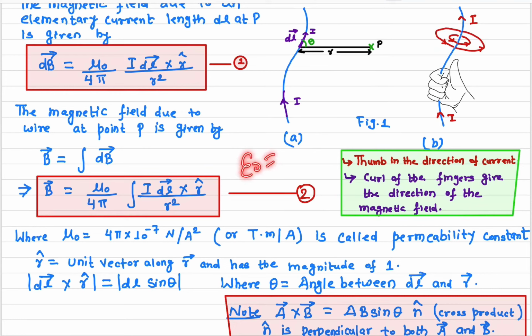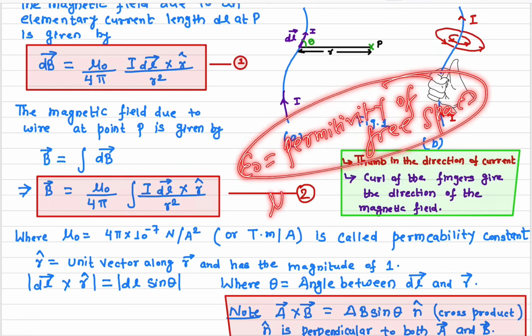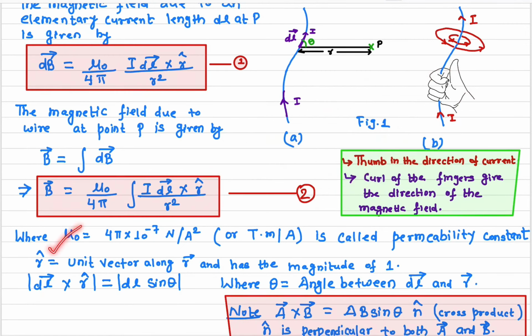You also have studied, or I already have talked about, epsilon naught. That epsilon naught is the permittivity of free space. It's exactly the same thing here. When you talk about the electric field, we talk about epsilon naught. When you talk about the magnetic field, then this is called permeability. So this one is related to the electric field, and this one is related to the magnetic field. This one tells you how strongly the material can support the electric field, and that one tells you how strongly the material can support the magnetic field. That's the material property.